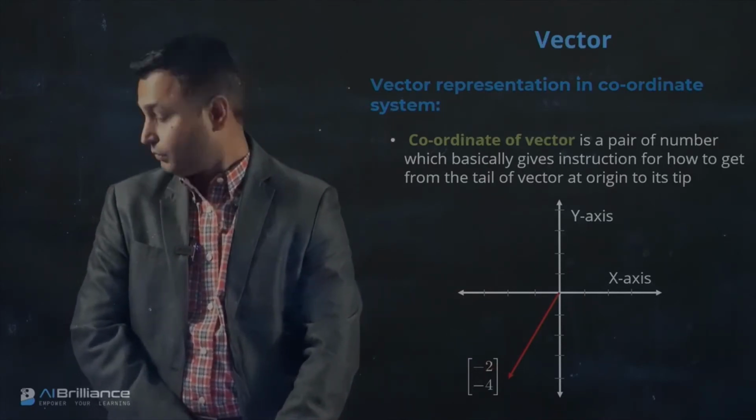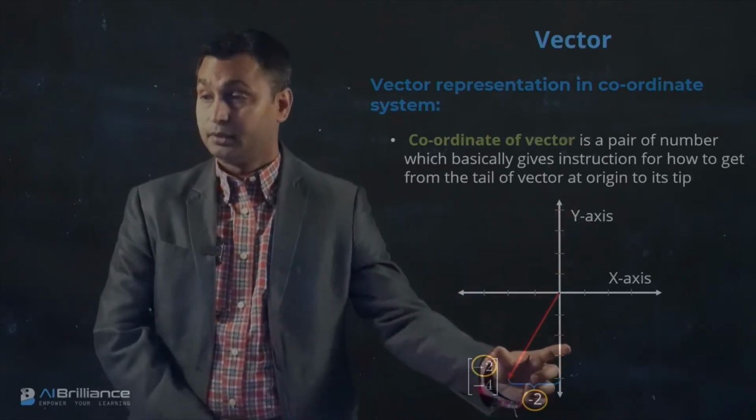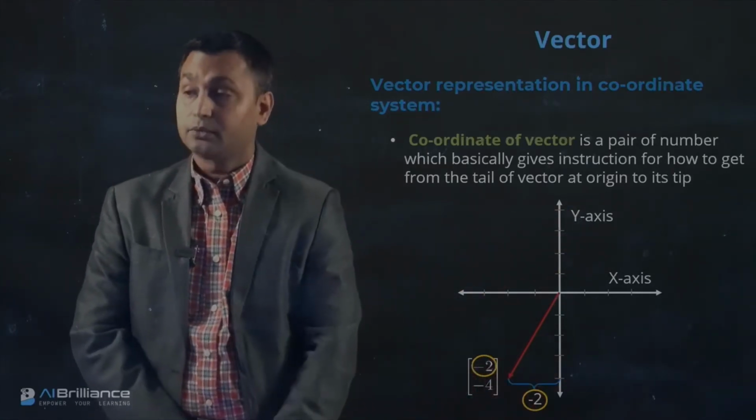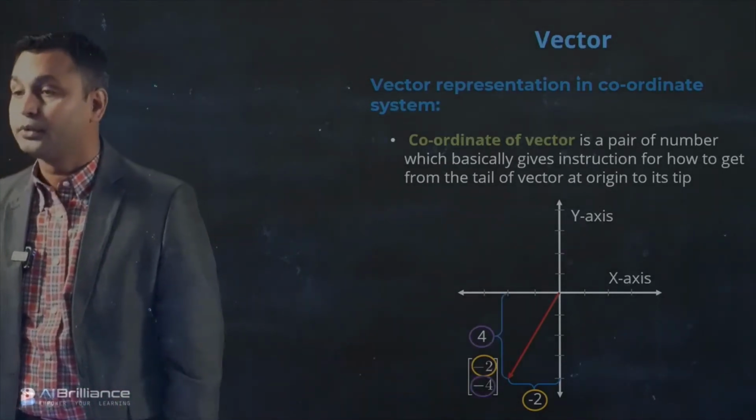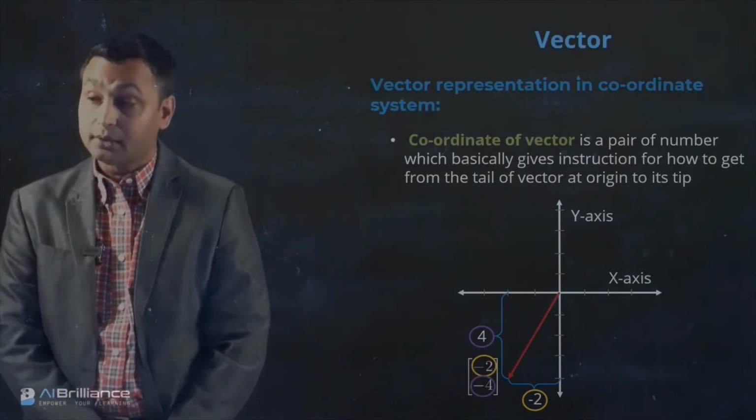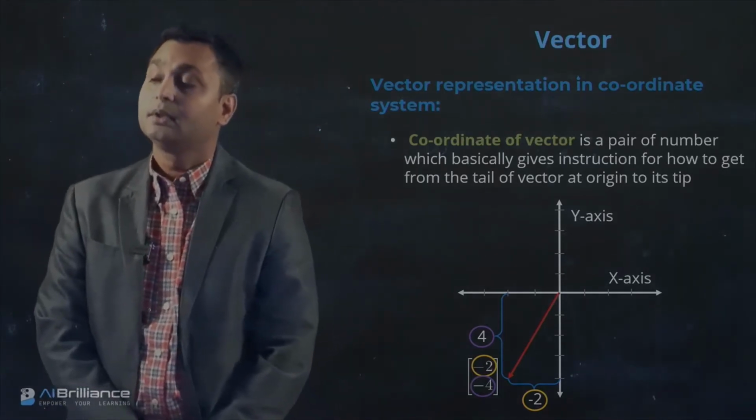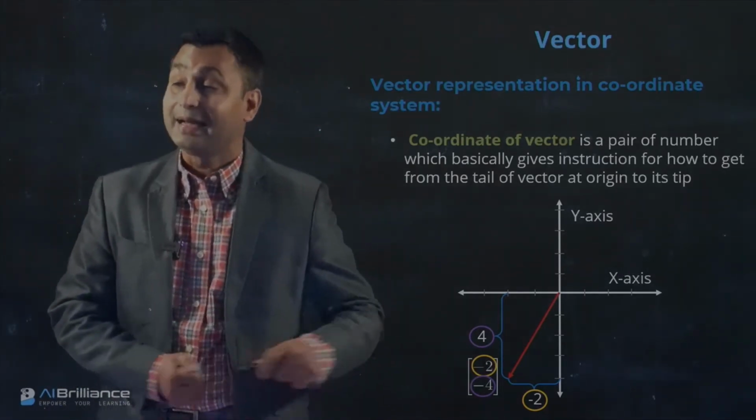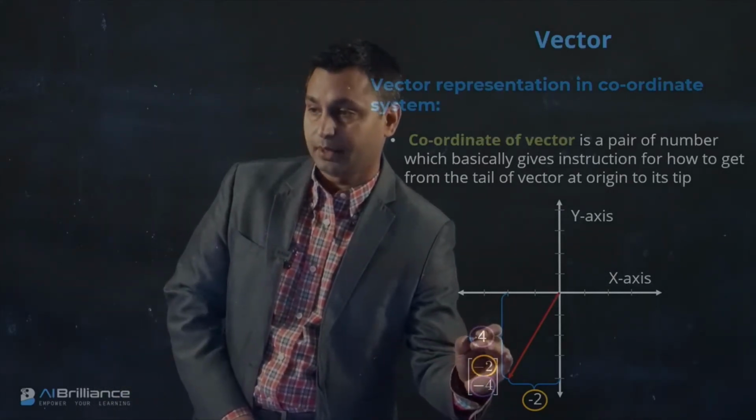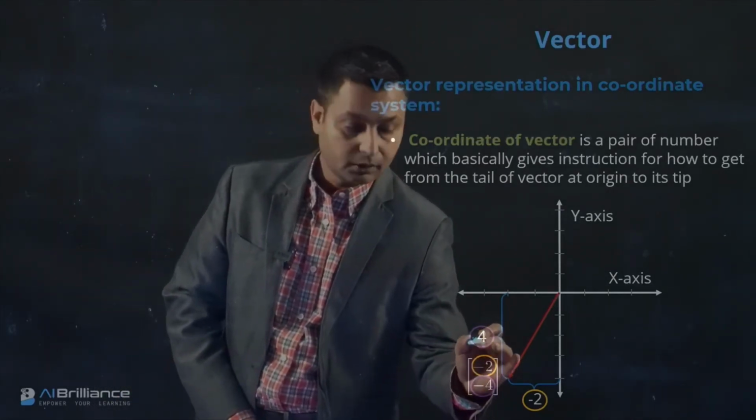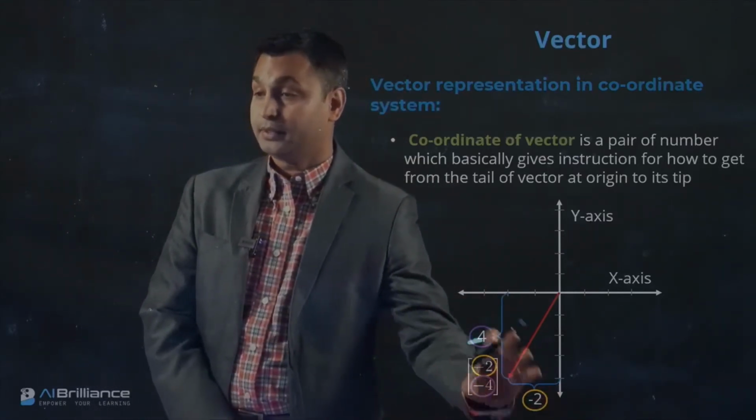So what we need to do is move -2 units in the x direction, and then we also need to move -4 units in the y direction. If I move that -4 units in the y direction, then I'm essentially arriving at this location, which is the tip. So this number right here should be -4, right?